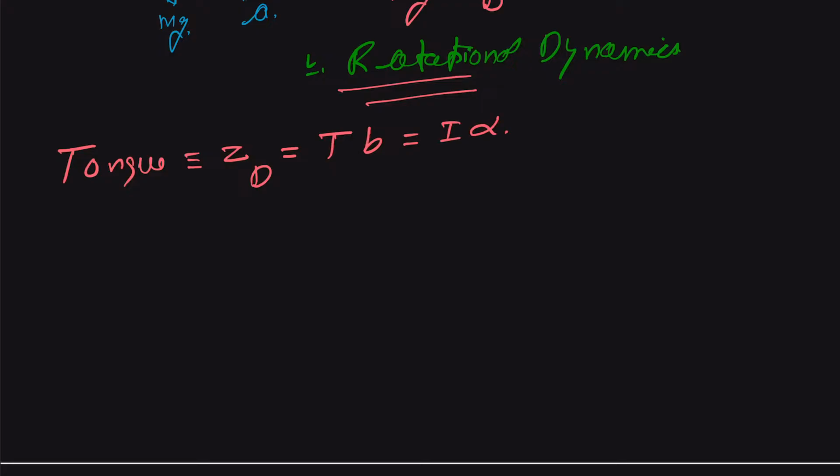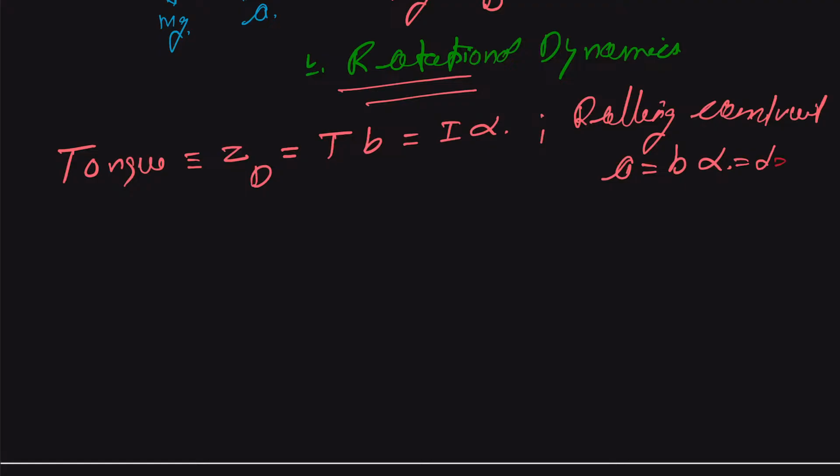And we have a rolling constraint also. The rolling constraint says the linear acceleration a is equal to b times alpha. So from here we can say that alpha is equal to a upon b.